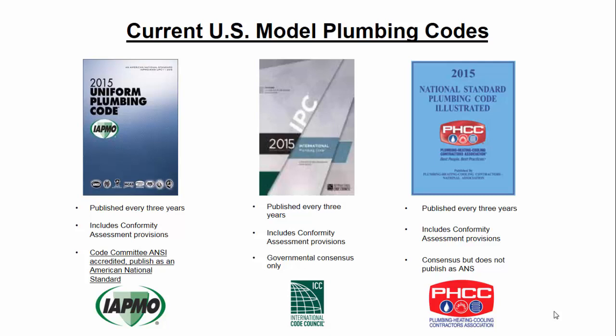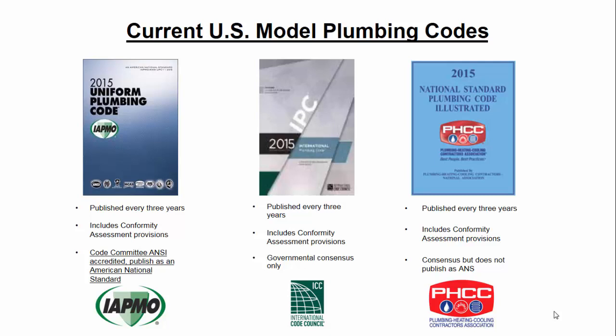Like many of the standards for doing accreditation, plumbing codes can also be developed in an accredited process. The IAPMO Uniform Plumbing Code is done through the ANSI process, where it's a consensus, open, transparent program. It's published on a 3-year code cycle, and one of the other important aspects of the enforcement segment is it includes conformity assessment provisions within the code.